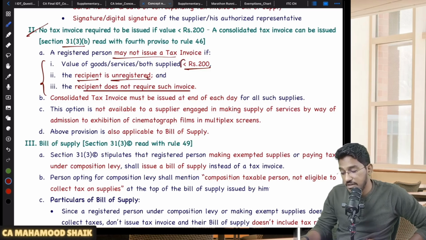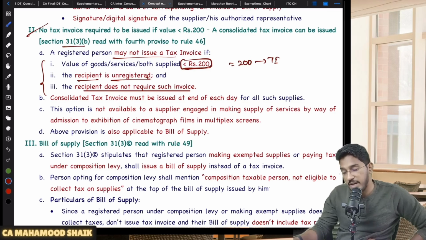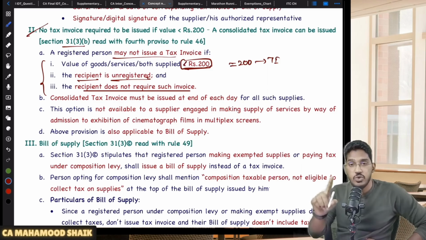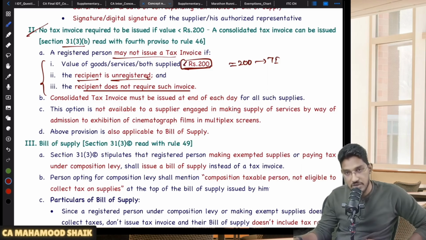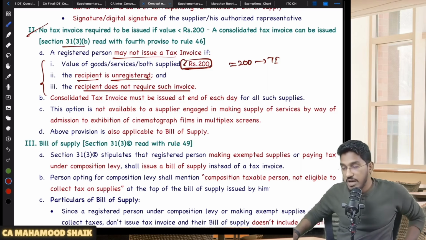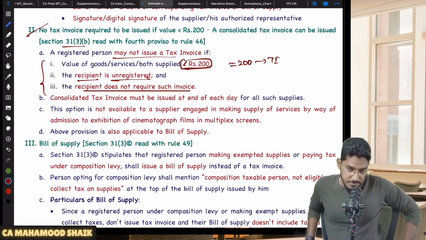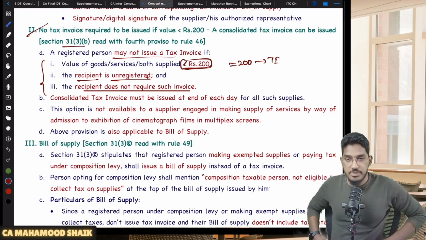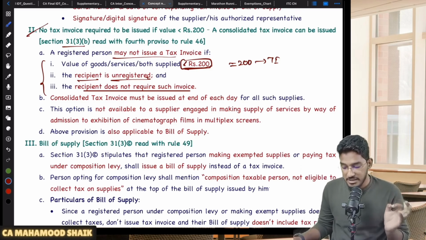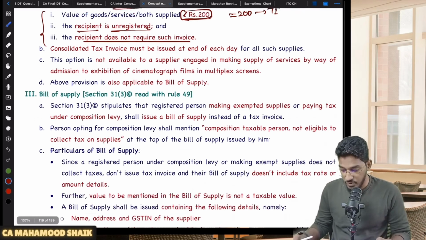Here you have to be very careful. Even if the value is equal to 200, you are required to issue a tax invoice mandatorily. Only when the value is less than 200. That means if it is equal to 200, am I required to issue a tax invoice? Yes. The relaxation is given only when the value of supply is less than 200 rupees, and the recipient must be an unregistered person who does not ask for such an invoice.